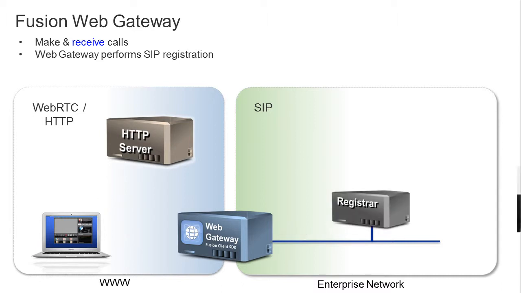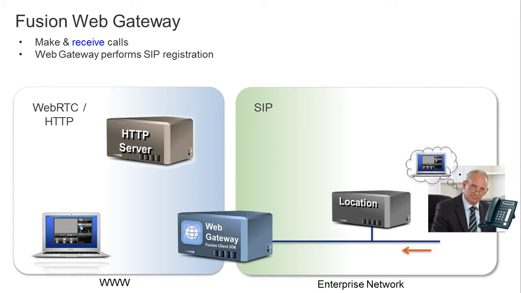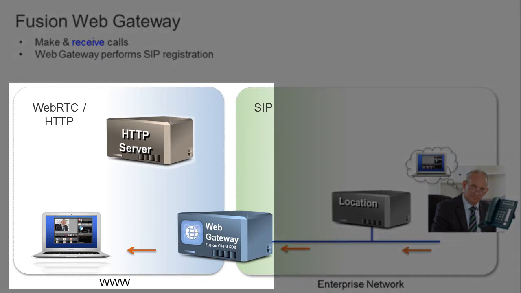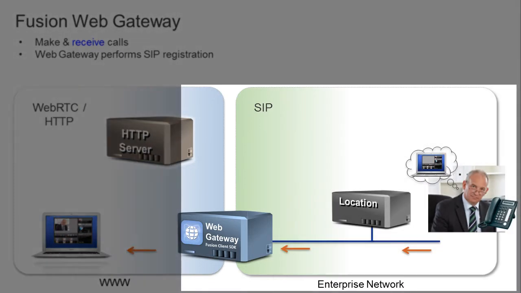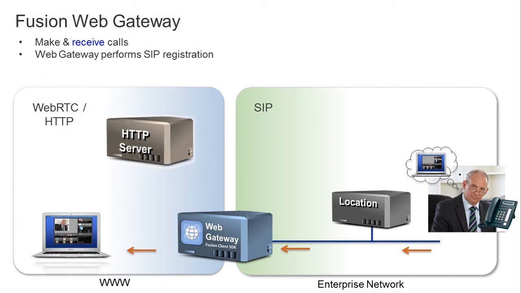Then, when someone wants to call, my registered details cause the SIP request to be routed to the web gateway, which in turn calls out to my browser over WebRTC, and the call is established. The web gateway translates between WebRTC and SIP, converting instructions received from the browser to the equivalent SIP expected in the enterprise, and SIP from the enterprise back to WebRTC to the browser.